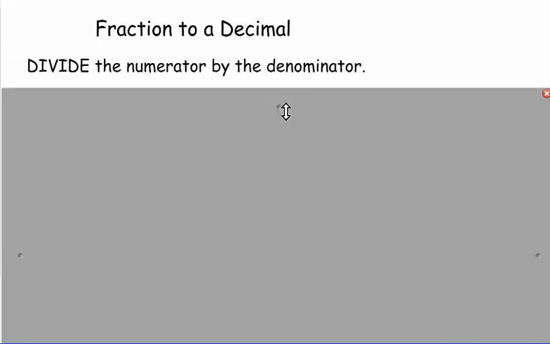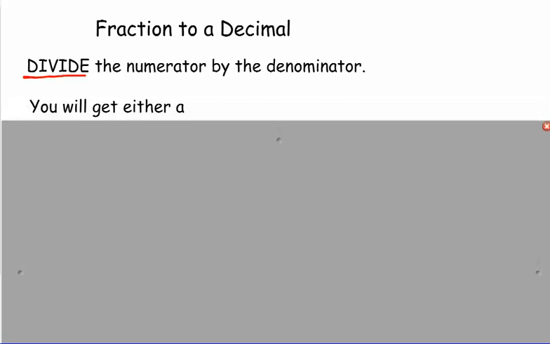All right, so on your notes page, the very first thing, the rule. The rule is I'm going to divide the numerator by the denominator. So to go from a fraction to a decimal, I'm going to divide the numerator by the denominator. So go ahead and write that down. Remember, at any time, pause the video if you need to.